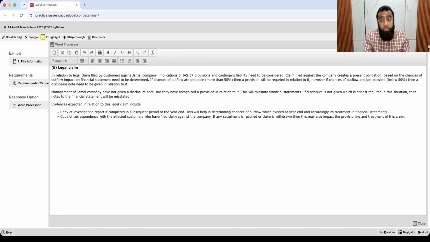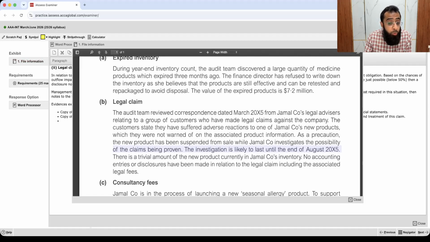And most importantly, we need to have evidence of whether the remaining inventory in relation to it is removed from Jamal company's records. Because if it still remains, then the claim against the company will get more serious. Are you getting my point? So these can be the audit evidences which you can expect in this situation.